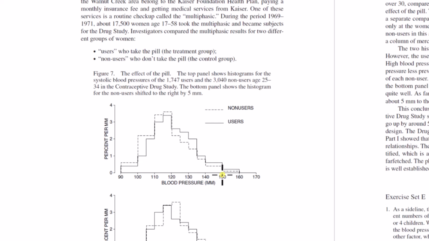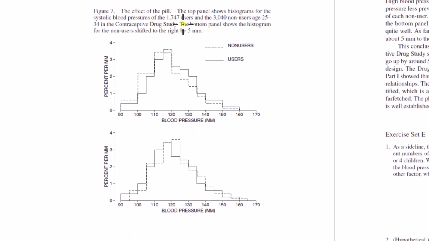Okay, so this first histogram is just for women that were in the ages of 25 to 34. That's how they controlled for the variable. This histogram is just for women in that younger age group. So you've eliminated the variable of age. Okay, non-users is the dotted line, users is the solid line.